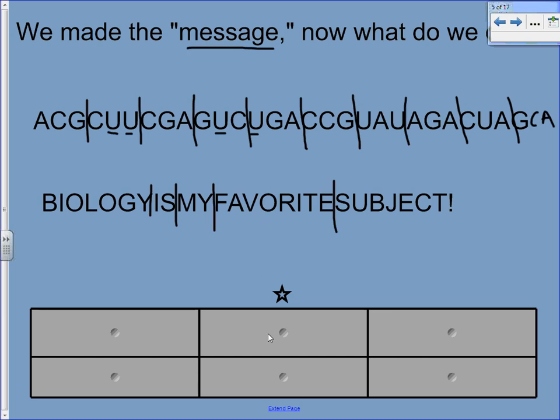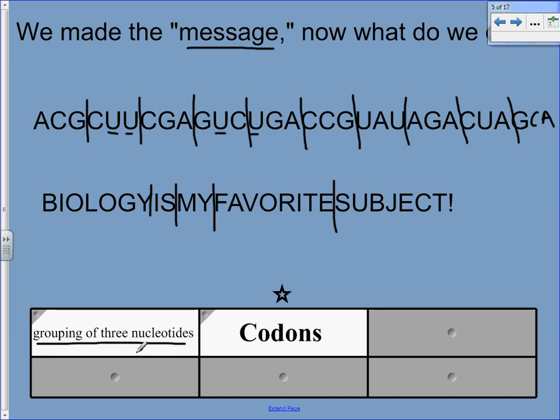So ACG here, this is the first codon. It codes for a single amino acid. So these 3 letters together, the ribosome reads that, and it tells it what amino acid it needs to put onto the protein. Again, they're located on the mRNA. Very important. Codons are on the mRNA.